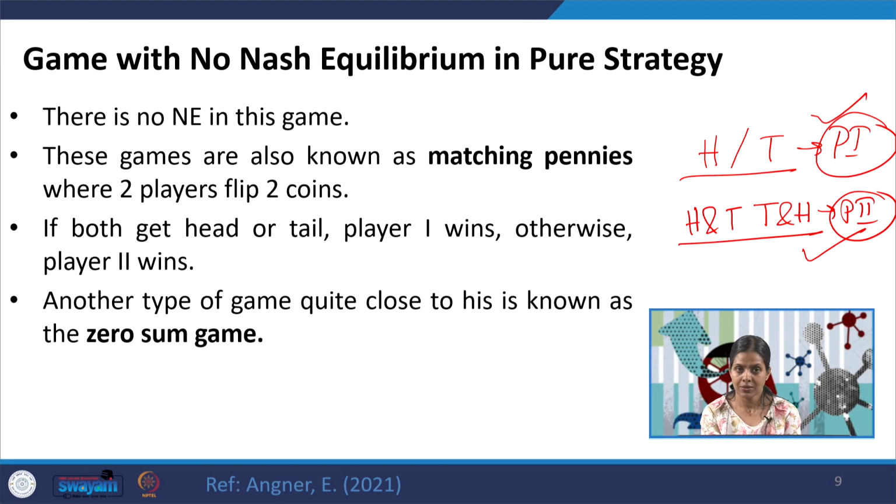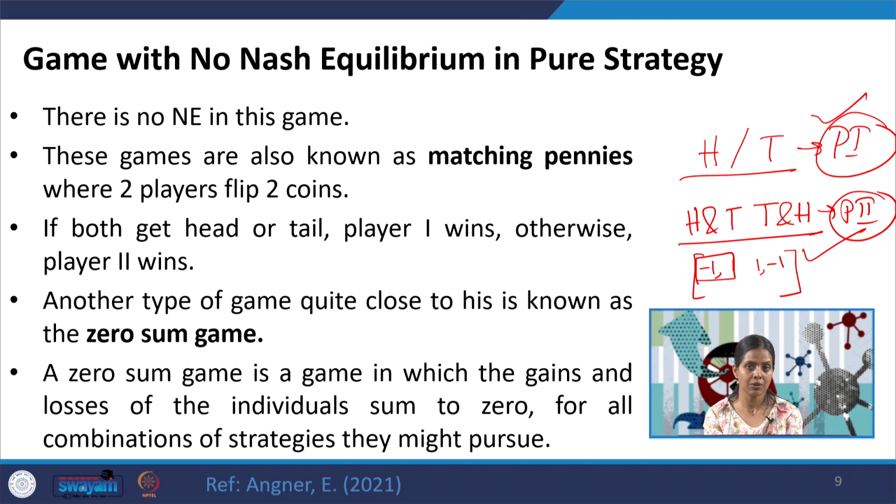So, these games are pretty close to what is known as the zero sum game. Ideally, a zero sum game should have payoffs like -1, 1 and 1, -1, so that in each and every cell the payoffs sum up to 0. But what it implies is that there is a conflict of interest. What is good for you is not good for the other fellow. What is good for the other fellow is not good for you. So, from that perspective, these are also zero sum games, or pretty close to that type of zero sum game. A zero sum game is a game in which the gains and losses of the individuals sum to 0 for all combinations of strategies they might pursue.